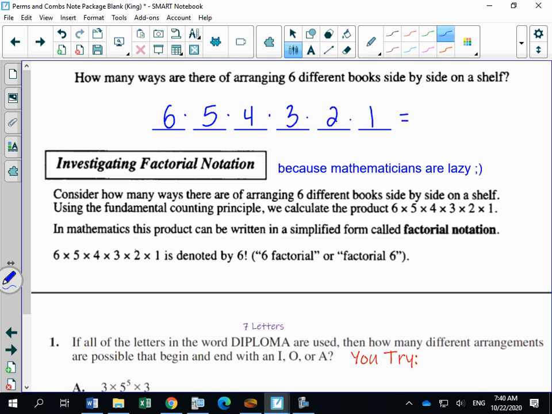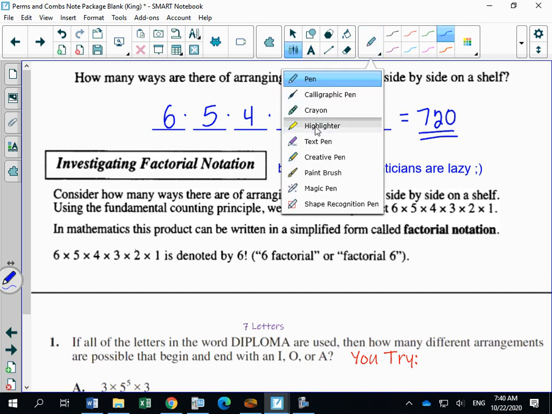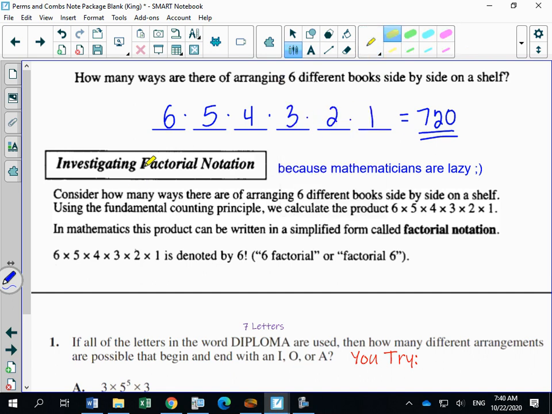So if you did this question using the fundamental counting principle, which you would have, the answer of the number of different ways of arranging 6 books would be 720 different ways. What I'm going to teach you now is we can actually use something called factorial notation in order to deal with questions that involve the fundamental counting principle.